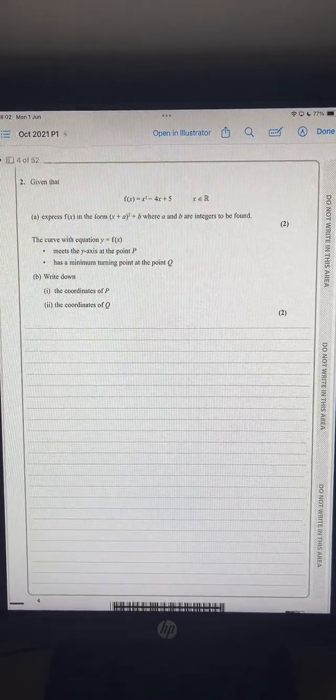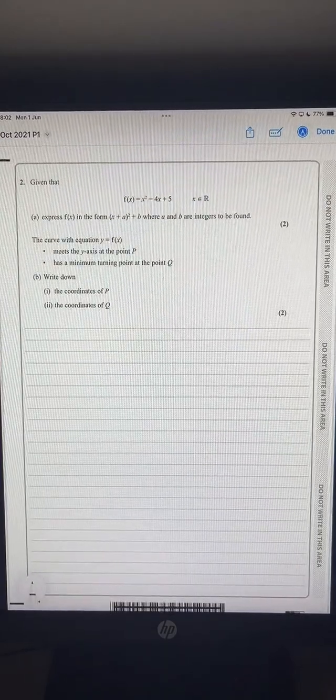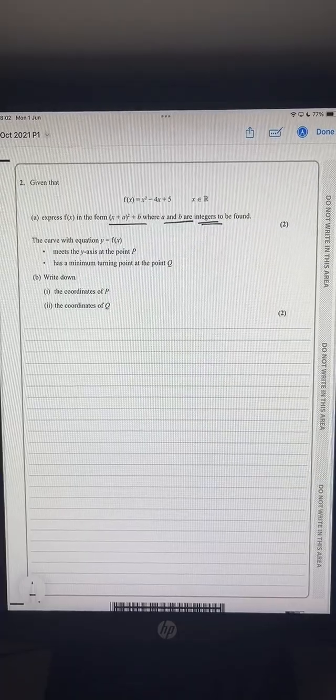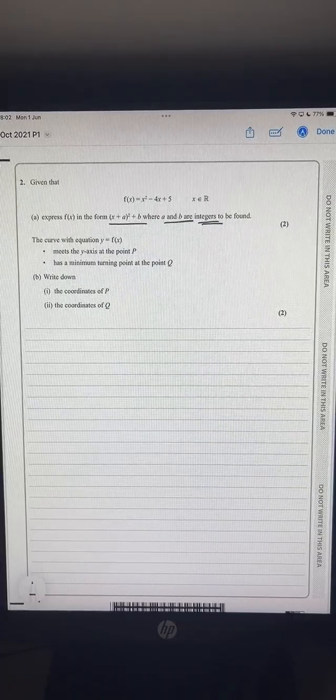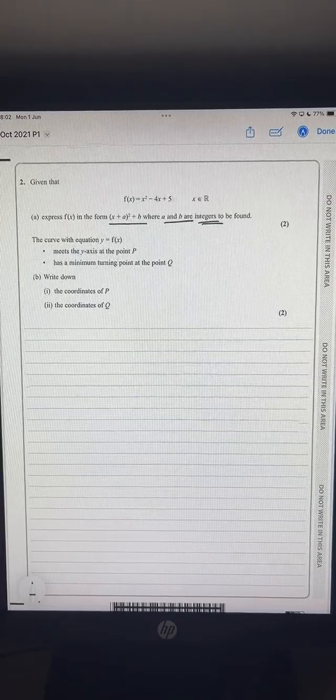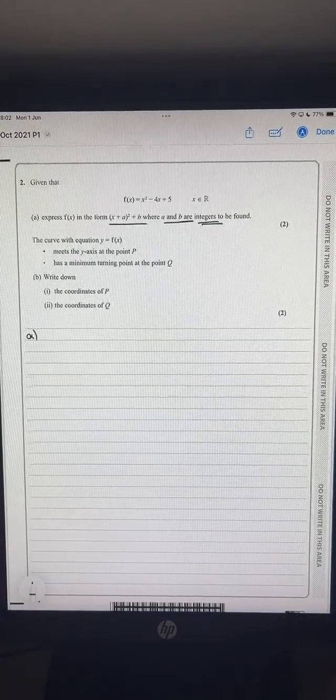Moving on to question 2. So question 2, they give us another function. We need to express this function in the form x plus a whole squared plus b, where a and b are integers to be found. So we need to know that a and b are integers, which can help tell us if we've got the correct answer or not. And this form is the completed the square form. So all we have to do is complete the square.